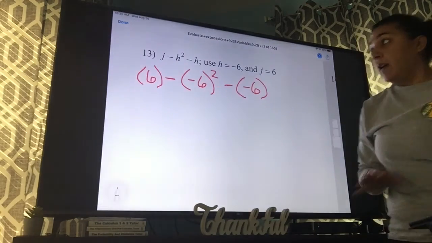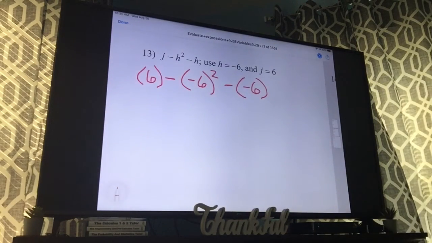So our order of operations says parentheses first, but we have parentheses with nothing inside other than one term. So you don't do parentheses first, you do exponents. So negative 6 squared is going to be 36, because it's just negative 6 times negative 6. A negative times a negative is a positive. So 6 times 6 is 36. So we get a 36 for that middle term.